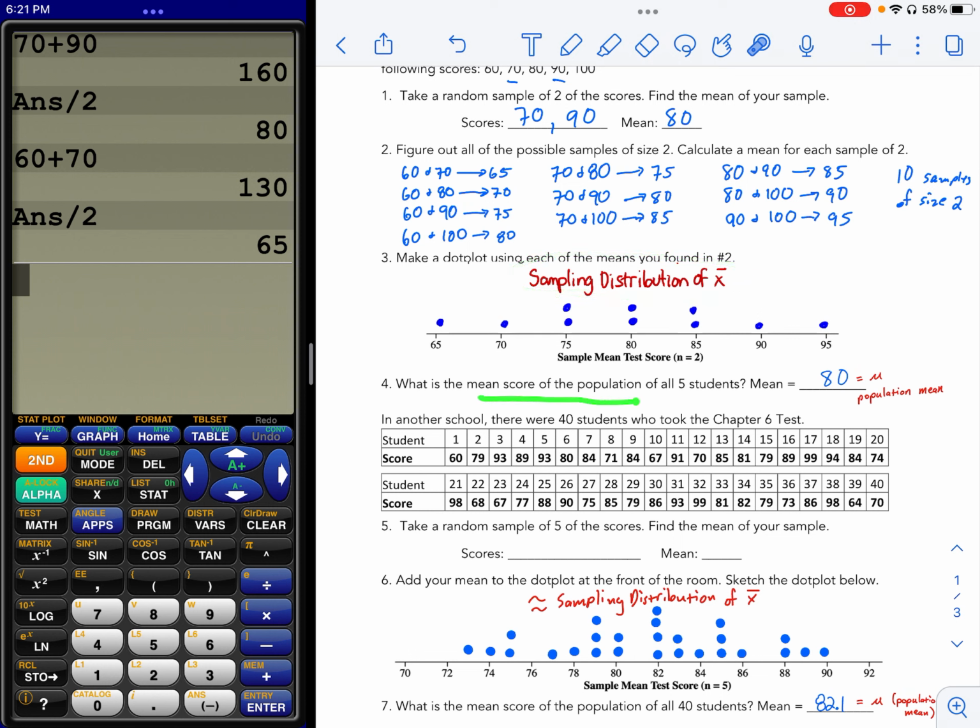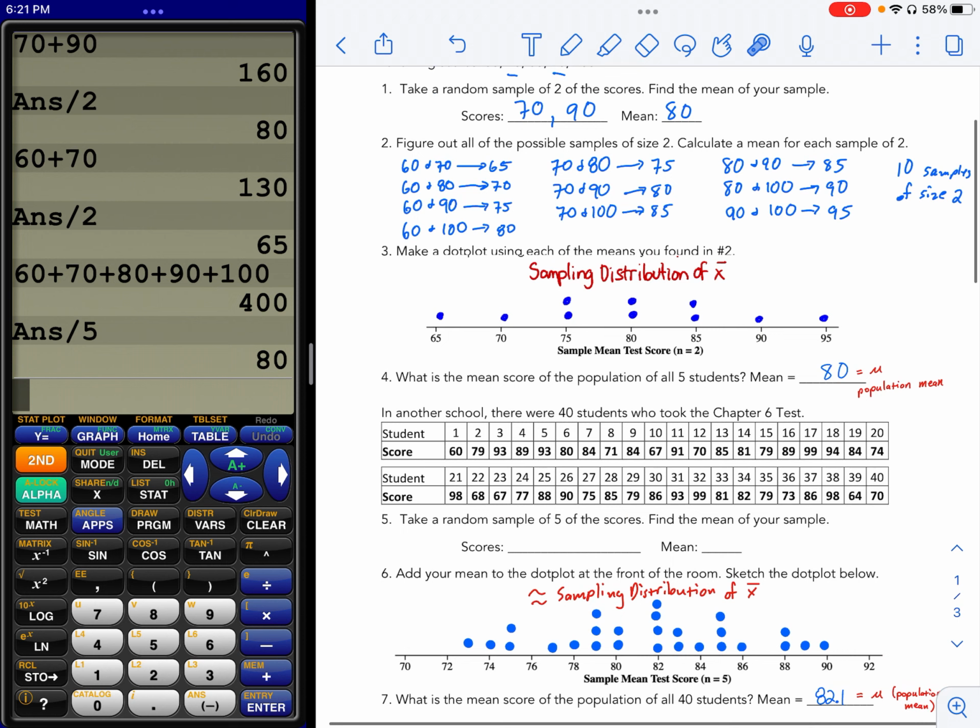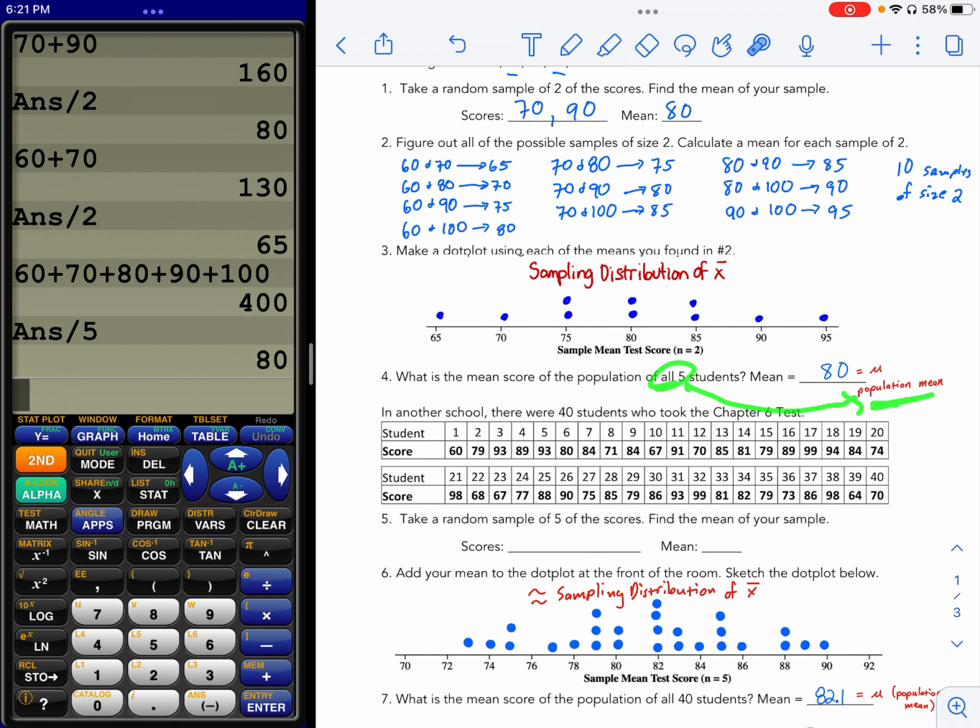All right, number 4. What is the actual mean score of all 5 students? Well, let's add them all up. 60 plus 70 plus 80 plus 90 plus 100 divided by 5 is 80. Now, I used all the students, so that is a population mean. That is the actual population mean. It is not an estimate.